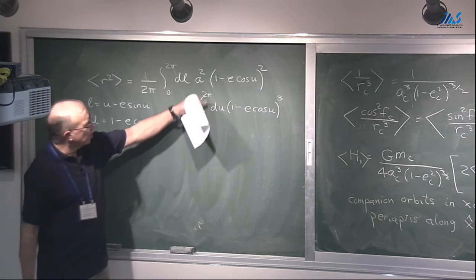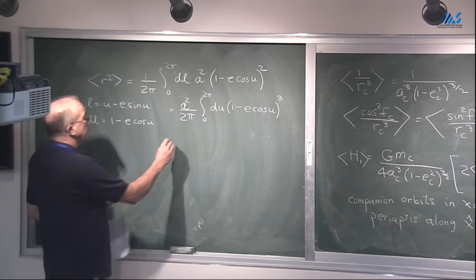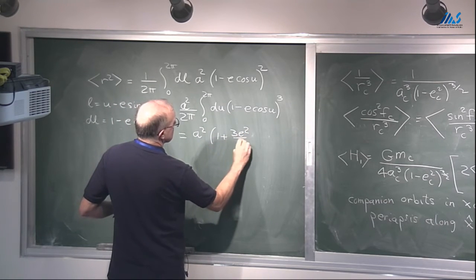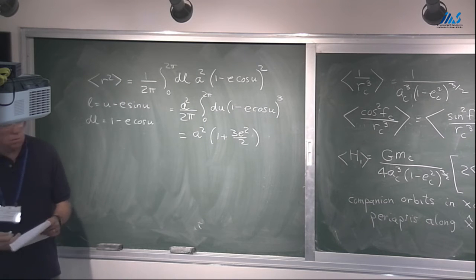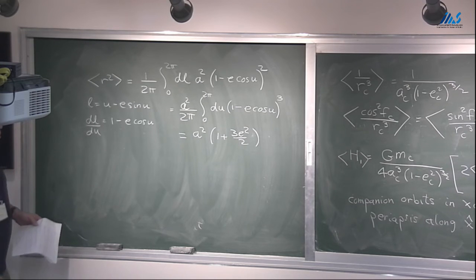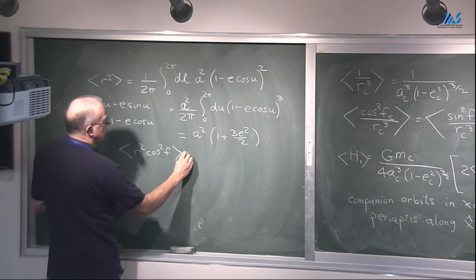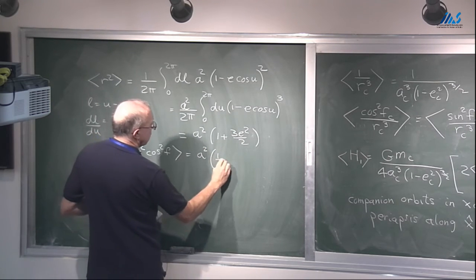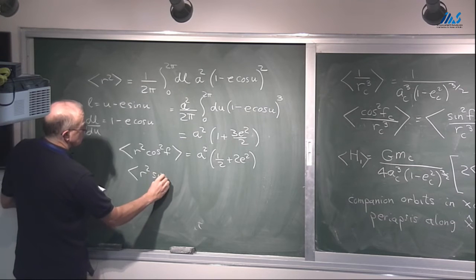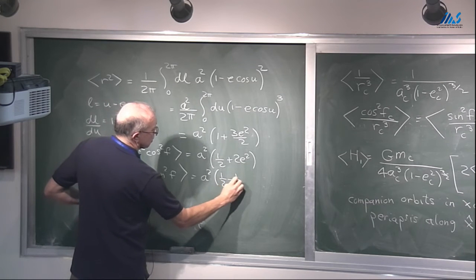And if you don't like the eccentric anomaly, try doing the average with the mean anomaly, and with the true anomaly, and see which is easier. And this is just a squared times 1 plus 3e squared over 2. You also need the expectation of r squared cos squared f. This is a squared times 1/2 plus 2e squared. You need the expectation of r squared sine squared f, and it's a squared times 1/2 minus 1/2 e squared.